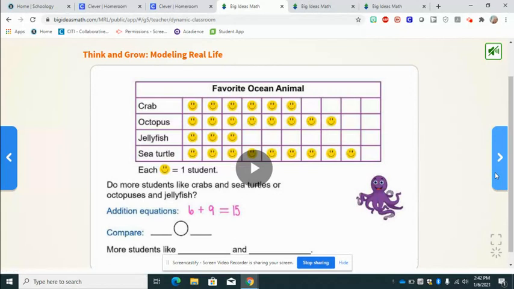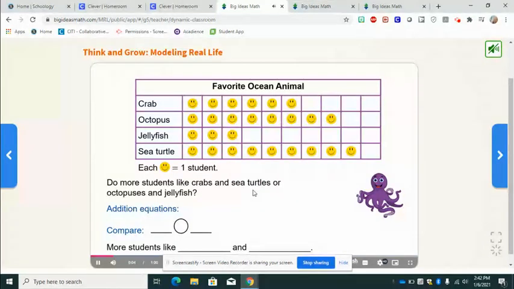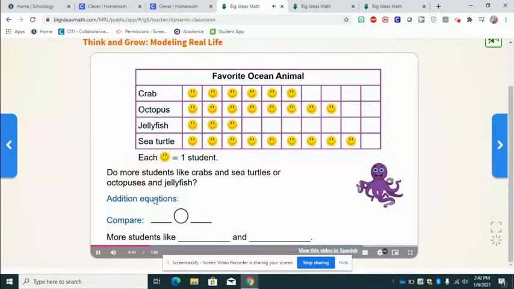Okay, now we are on page 622, and we're going to look at a graph that shows favorite ocean animals, and each smiley face equals 1 student. We have crab, octopus, jellyfish, and sea turtle. Do more students like crabs and sea turtles or octopuses and jellyfish? So to solve, we need to find out how many like crabs and sea turtles, and we need to find out how many like octopuses and jellyfish.